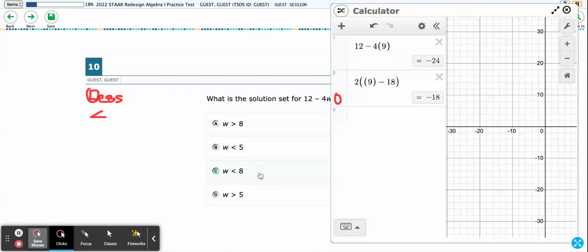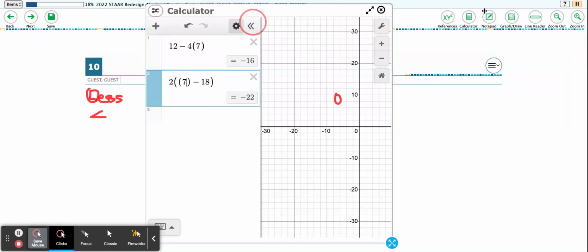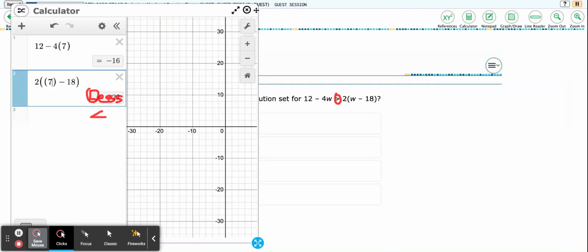So it's going to be C, but let's prove it. Let's choose a number that is less than 8. So I'm going to change my 9 to a number that's less than 8. We'll just go with 7. Keep it easy. And we'll see if this is true. So negative 16 is bigger than negative 22, because that's what my original problem states, that the 12 minus 4x should be bigger than the 2 times x minus 18.